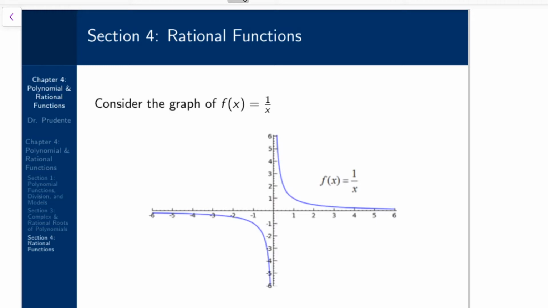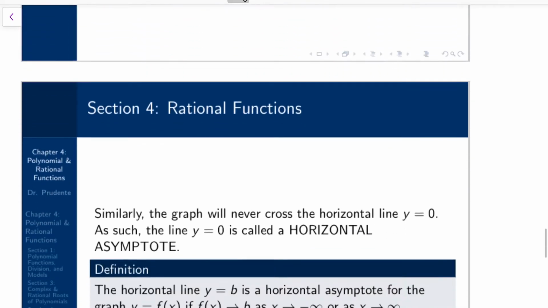Another thing I want to notice on this original graph is not only do we have this vertical line I can't cross, but I have this horizontal line I can't cross. So in the same way with vertical lines, we have this horizontal line, which is eventually going to be called an asymptote.